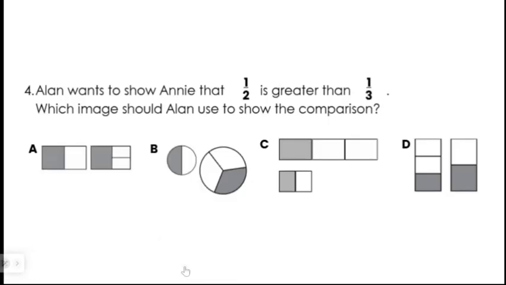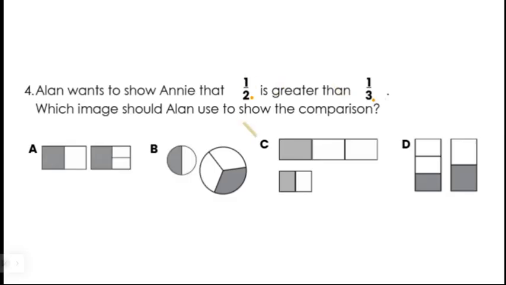All right, now I'm on question 4. It says, Alan wants to show Annie that 1/2 is greater than 1/3. Now, we already know that 1/2 is greater than 1/3 because my denominator, 2, is a smaller number than my denominator, 3. If I am sharing chocolate with 2 people, each piece is going to be bigger than if I break that up for 3 people, right? The more people I have to share with, the less I am going to get. The smaller the piece I'm going to get, correct?